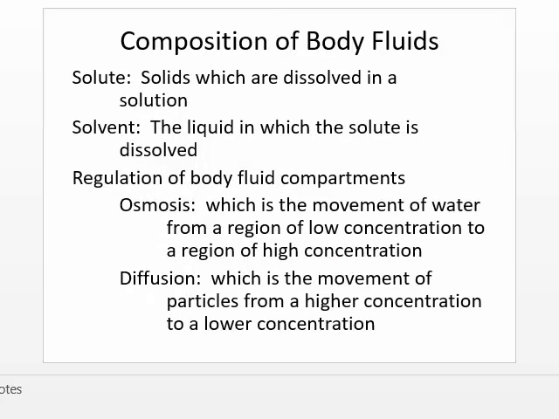So with the composition, when we look at body fluids, it's composed of different things. We have solutes, which are dissolved in a solution. We have solvents, which is the liquid in which the solute was dissolved. And regulation of both body fluid compartments is going to occur through osmosis and diffusion because of these two components. So osmosis, we're going to have the movement of water from a region of low concentration to a region of high concentration. And diffusion is a movement of particles from a higher concentration to a low concentration.